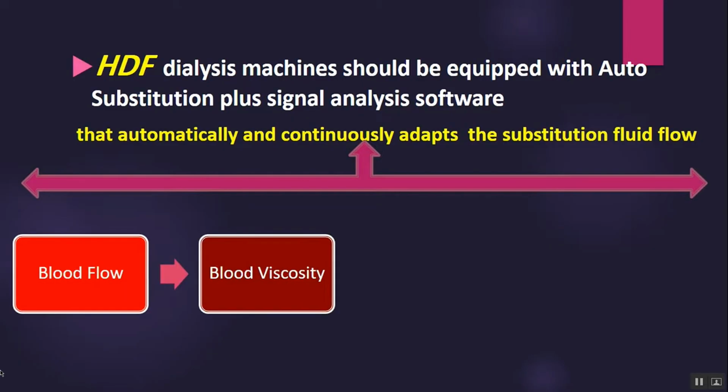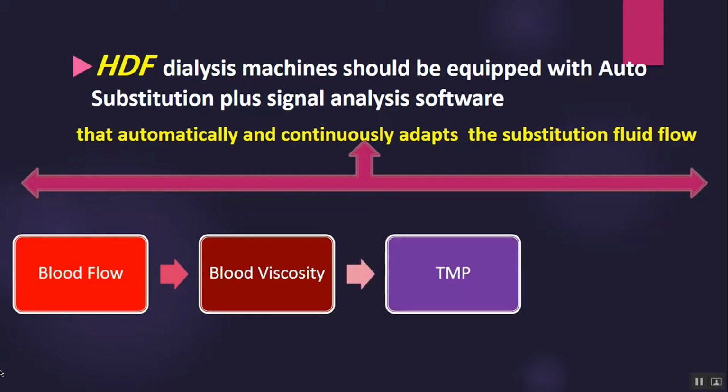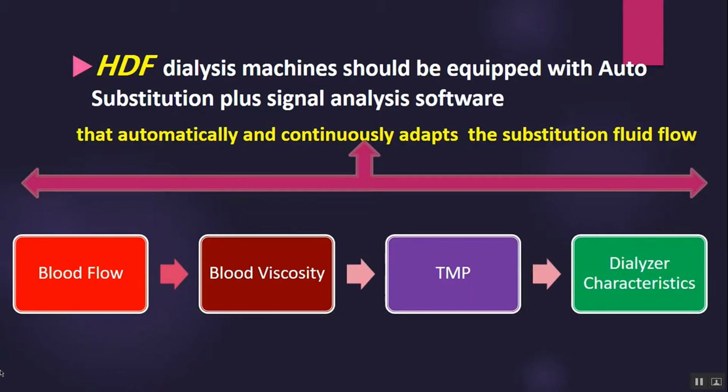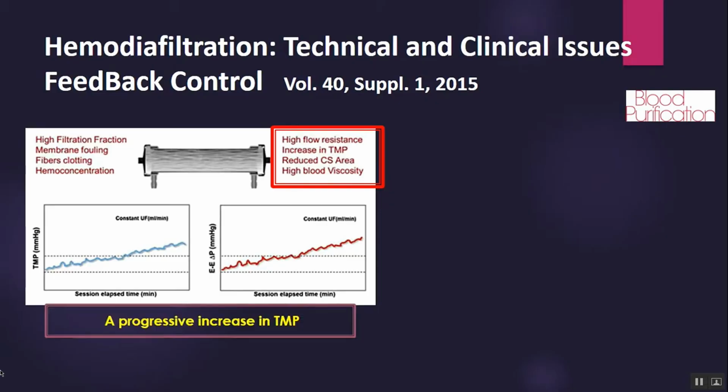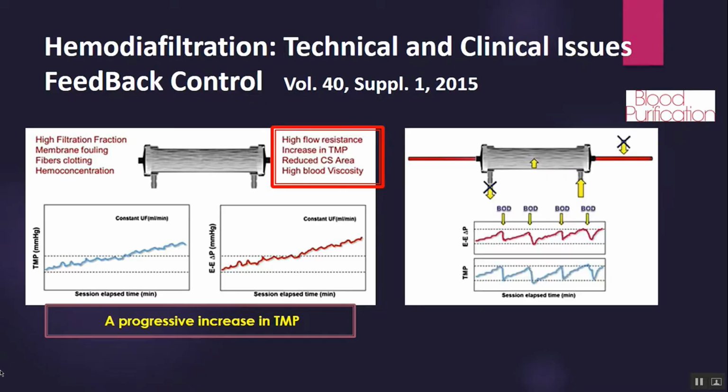Hemodiafiltration depends on blood flow, and extensive ultrafiltration makes a high blood viscosity, with a subsequent increase in transmembrane pressure, and depends on dialyzer characteristics. In the hemodialysis machine, there is a feedback control, meaning that with an increase in ultrafiltration through the whole length of the dialyzer, there is hemoconcentration and protein concentration. This makes the membrane become fouled by proteins.